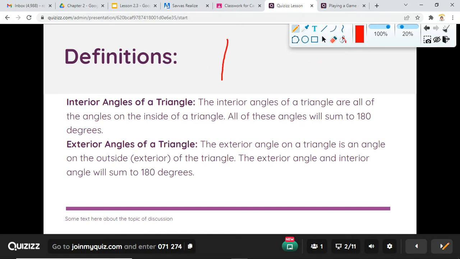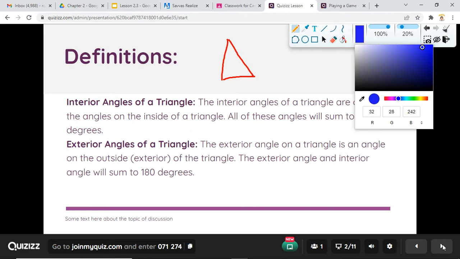Our second definition is the exterior angles of triangles. The exterior angle of a triangle is the angle on the outside or the exterior of the triangle. And it turns out that the exterior angle and the interior angle will pair up and add up to 180 degrees. So let's look at this triangle right here.